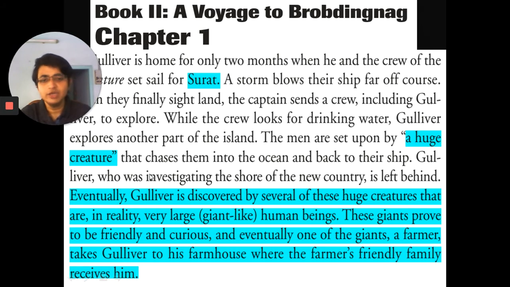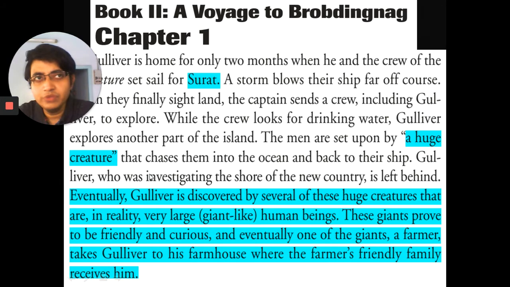And eventually Gulliver is discovered by several of these huge creatures that are in reality giant human beings. They look like human beings, but they are giant in their appearance. Now these giants prove to be friendly and curious to Gulliver, and eventually one of these giants, a farmer, takes Gulliver to his farmhouse, where the farmer's friendly family receives Gulliver.